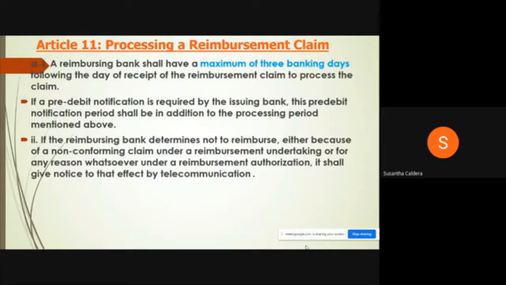If a pre-debit notification is required by the issuing bank, this pre-debit notification period shall be in addition to the processing period mentioned above. All right? If the reimbursing bank determines not to reimburse, either because of a non-conforming claim under a reimbursement undertaking or for any reasons whatsoever under a reimbursement authorization, it shall give notice to that effect by telecommunication. If they are not performing their job, they are informed by telecommunication. Right?